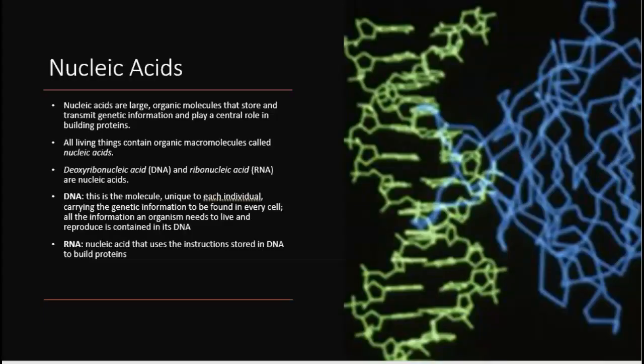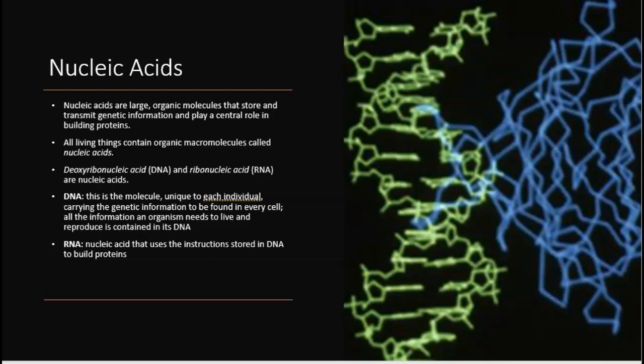All right, so nucleic acids, they are large organic macromolecules, macro meaning large, that store and transmit genetic information, and the code in our DNA, using RNA as well, leads to our making of proteins. Okay, so that code in the DNA tells us how to build those proteins. All living things contain nucleic acids.